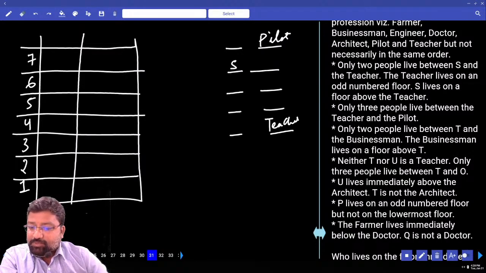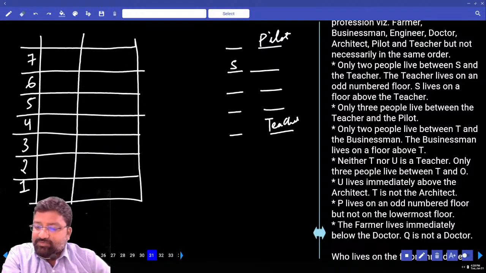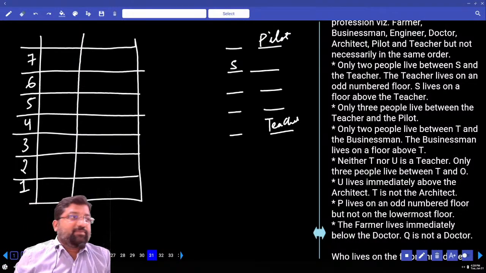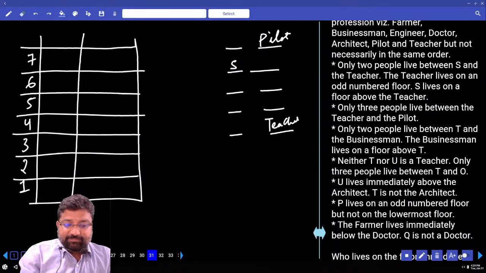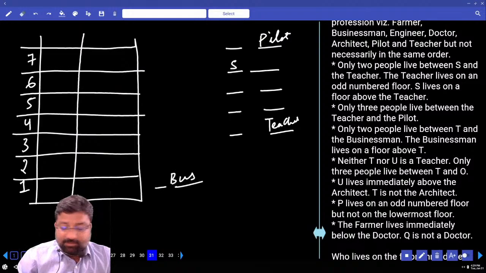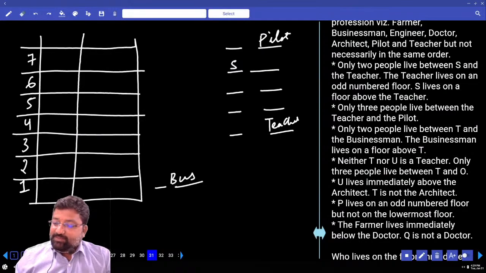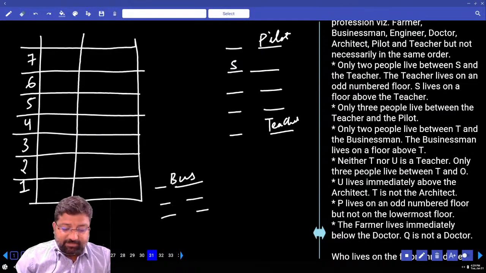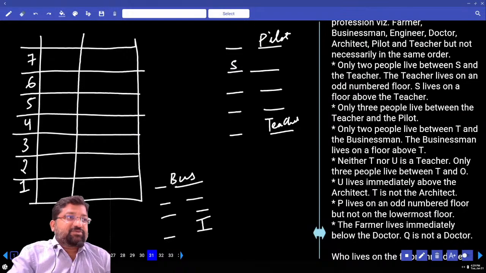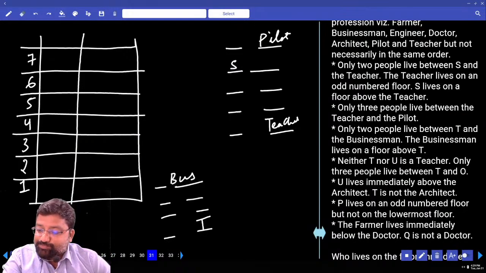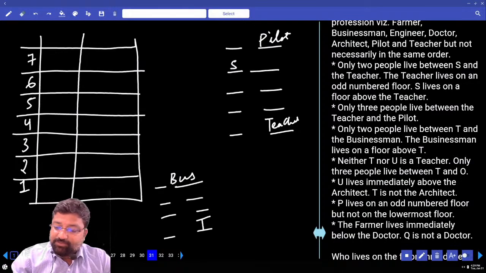Only 2 people live between T and businessman. The businessman lives on the floor above T. Again the same story, T and businessman. How many people between? 2 people. And businessman is living above T. This is T. Again here also, how many floors are covered? 4 floors. Next, look: neither T nor U is a teacher.